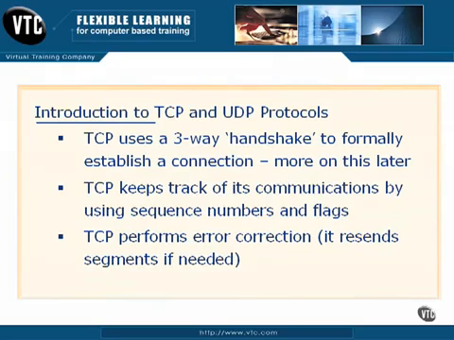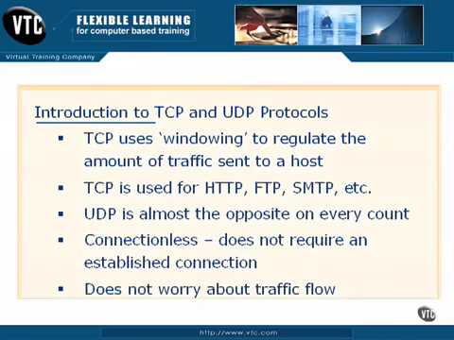Now, TCP has several characteristics that you should know about. It is able to keep track of its communications by using several different mechanisms, such as sequence numbers and flags. TCP also performs error correction, and what that means is that it has the ability to resend segments if it determines that they didn't get to the destination computer. There is a mechanism built in for this in TCP. TCP also uses something called windowing to regulate the amount of traffic that's sent to the destination computer. That way it doesn't overload the other computer's TCP/IP stack's buffers.